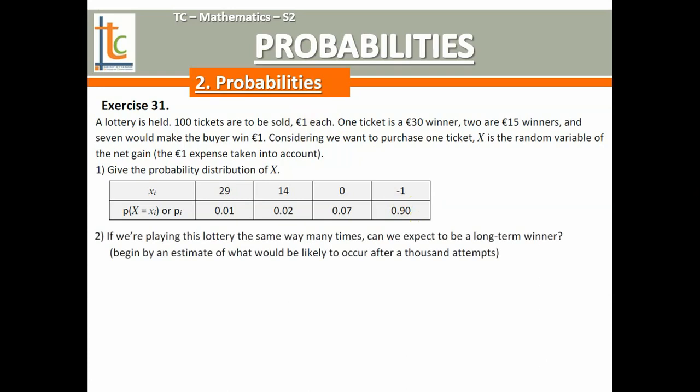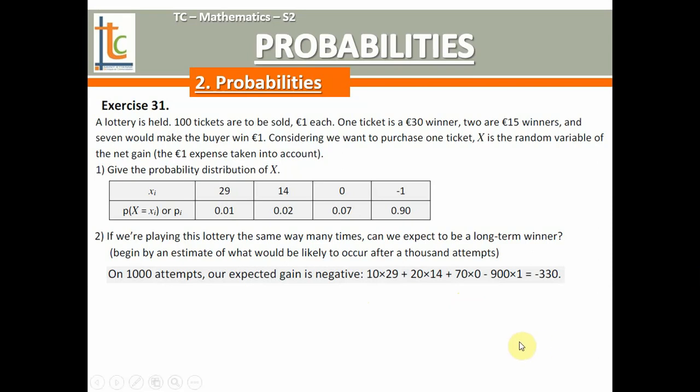Next question: if we were playing this lottery the same way many times, or if a large number of players play 1, 2, or 3 times, can we expect to be a long-term winner as a player? Okay, so can the set of players expect to be a long-term winner? So I wanted to calculate the expectation after 1,000 attempts. And let's have a look at the calculation that appears.